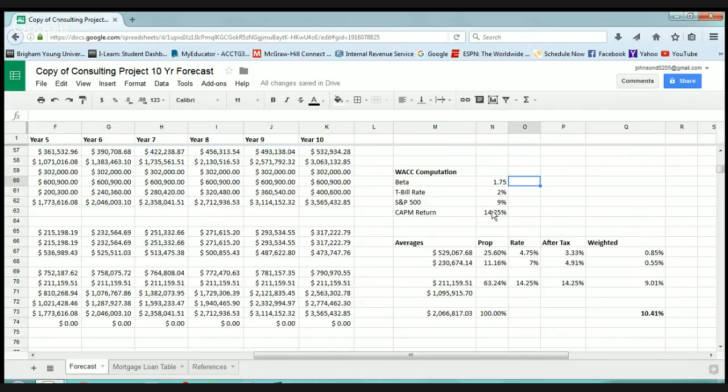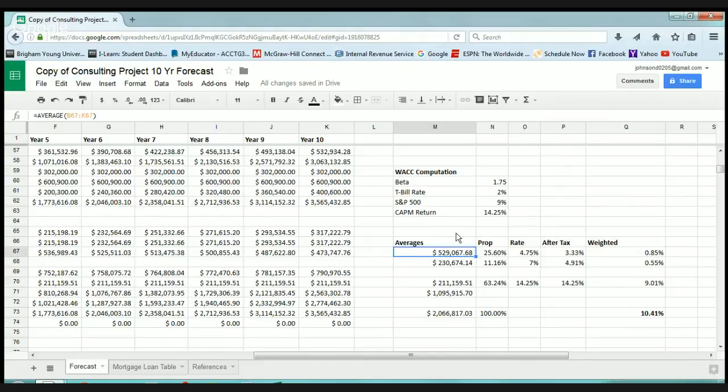And so to get the CAPM return, we take the beta and times it by the difference between the S&P 500 and the T-bill rate. And then we add the T-bill rate back into that, which is 14.25%. And then we'll use that down here for our rate for common stock and retained earnings. So to begin with the weighted average computation, which is the weighted average cost of capital, and then the CAPM stands for capital asset pricing model return.